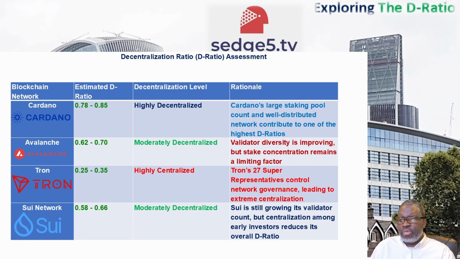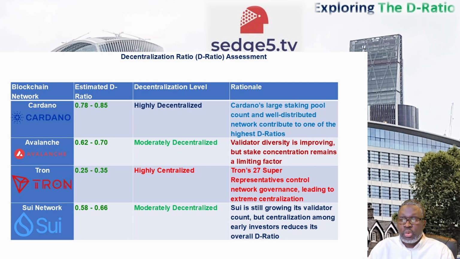Next, you got Avalanche. Range is 0.62 to 0.7, which means it's moderately decentralized. This is down to validator diversity, which is improving, but staking concentration remains a limiting factor. Tron, we had to include it because it's still in the top 15 or something like that. The range for Tron network is 0.25 to 0.35. It's probably one of the lowest. It is highly centralized. Tron's 27 super representatives control network governance, leading to extreme centralization.